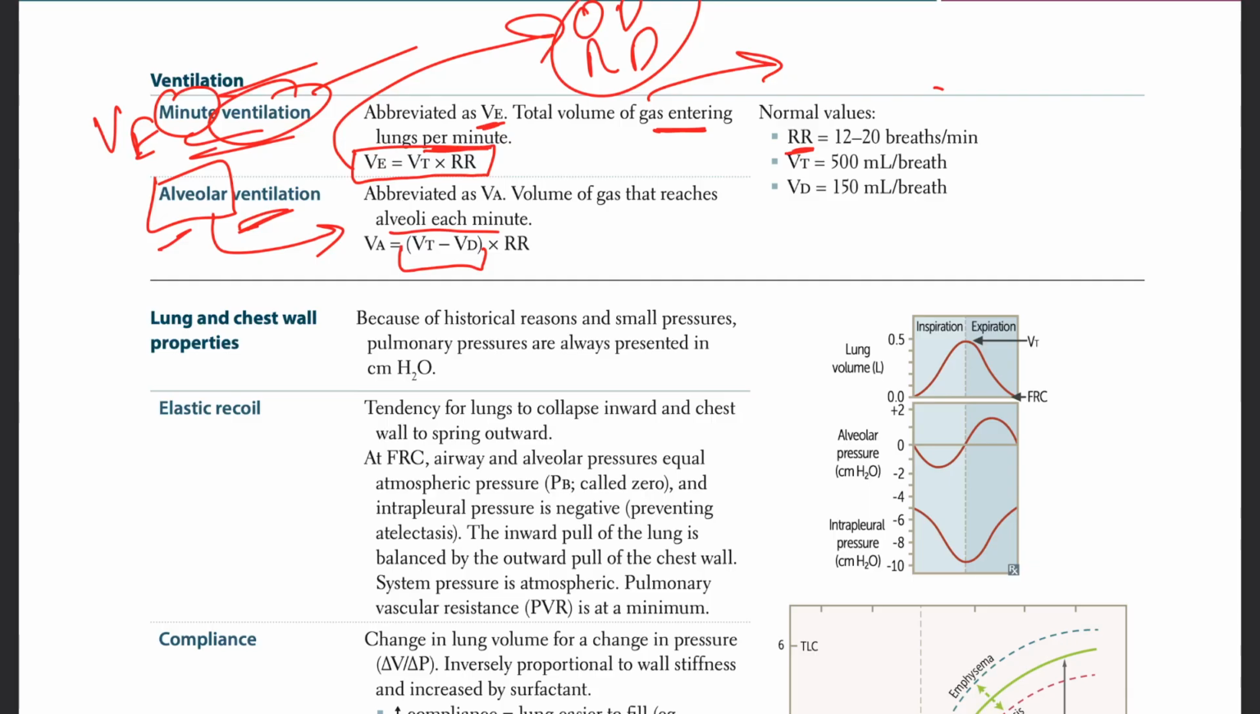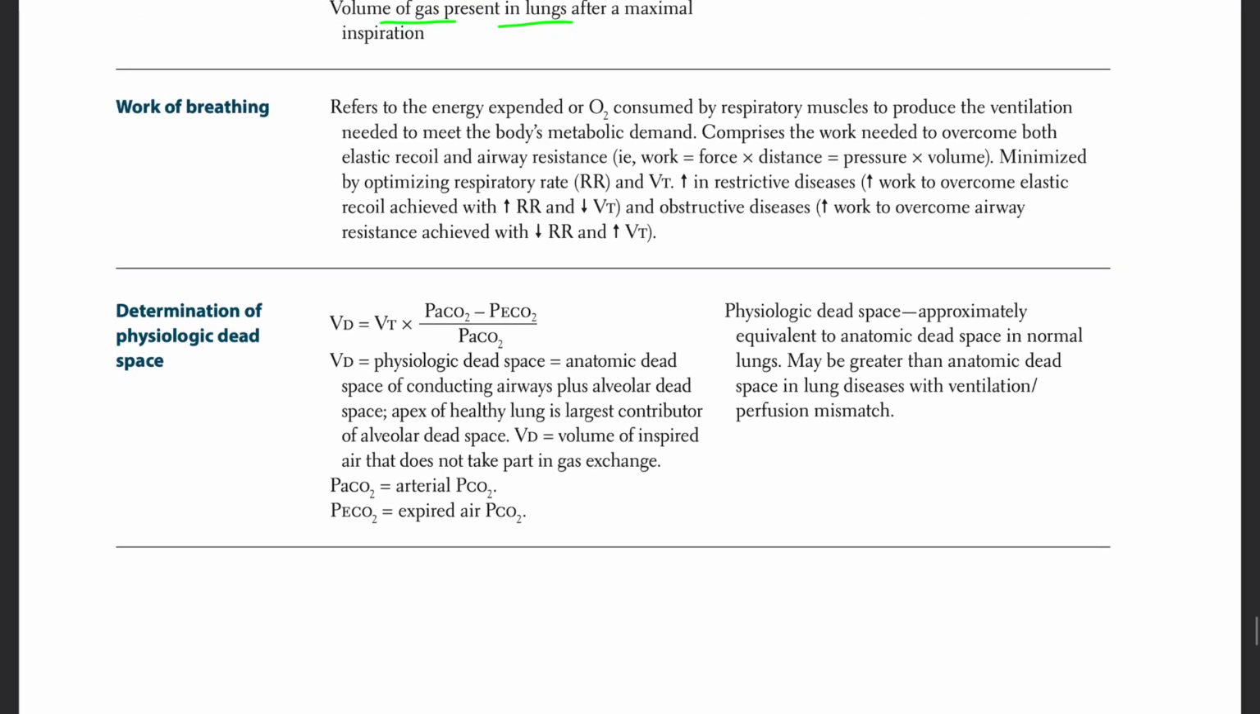Normal values, let's look at that. RR, respiratory rate, normal is 12 to 20. VT is about 500. VD, your physiological dead space, is about 150. So let's look at physiological dead space. VD equals VT, your tidal volume, times PaCO2 minus PeCO2 divided by PaCO2. If you want to memorize it, go ahead, but let's read the one which makes sense. VD, physiological dead space, equals anatomical dead space of the conducting airway plus alveolar dead space.